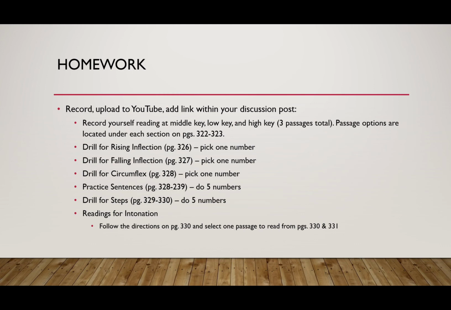You don't have to do all of 1 through 6. There's 3 passages total. They're not the sentences that were in the example. They're on page 322. They're complete passages. You can pick whatever passage you want, and the options are located under each section. So like the middle key readings on page 322, it starts with number 1 and it goes to number 5. Learning is finding out what you already know. Doing is demonstrating, and so on. So all of those, you can just pick one, and I want you to pick one from each section, middle, low, and high key.